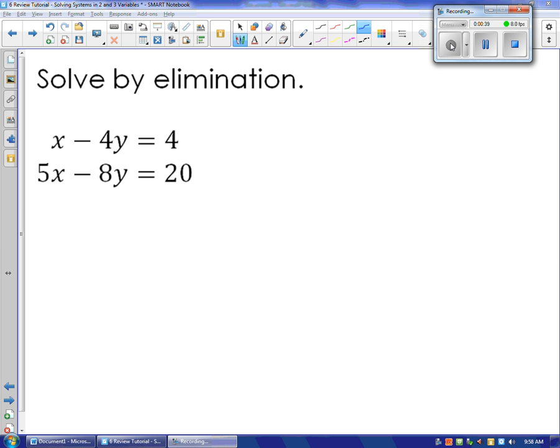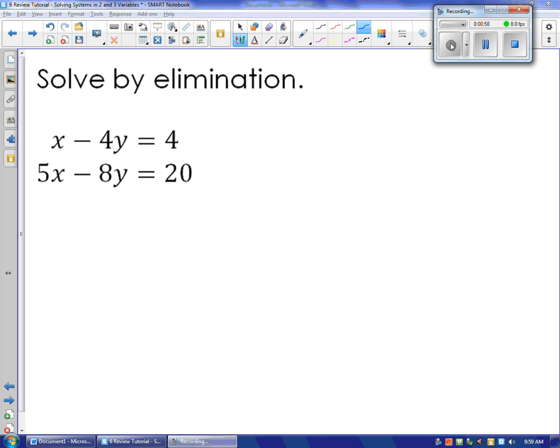It doesn't matter which variable you choose to eliminate first. I could choose x or y. It really doesn't matter. Sometimes it makes more sense to eliminate a certain variable first, depending on what it's going to take to eliminate that variable. In this case, either variable is going to be very simple to eliminate.